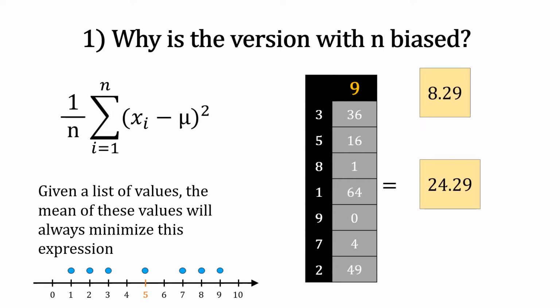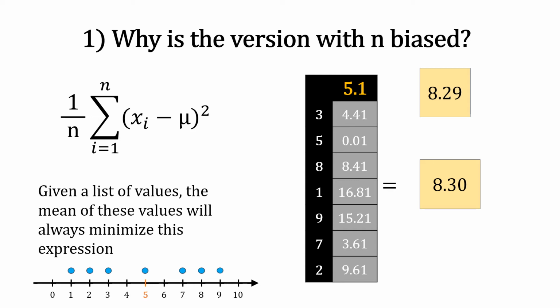So 9 is absolutely not the mean of the population, and see how the result increased to 24.29. Let's try a smaller value than 5 now, which is also closer to 5. The result is still bigger with 12.29, although not as big as before. Let's try a value very close to 5, 4.9. It's still bigger with 8.3. And a value that is a bit bigger than 5 also leads to a bigger value.